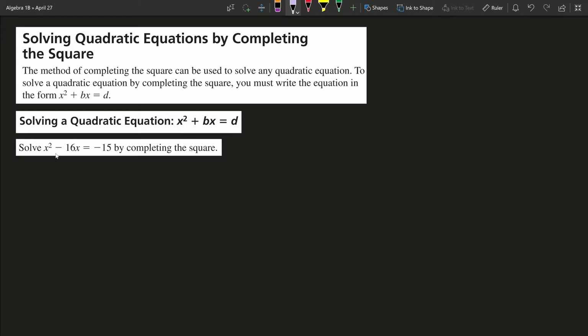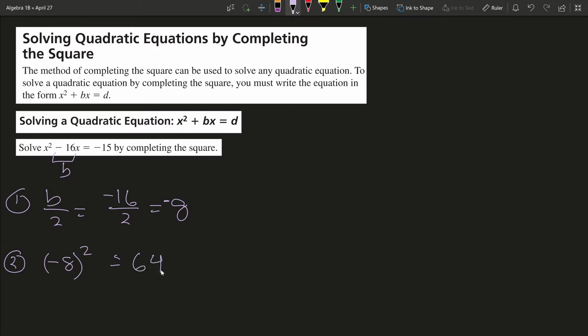First step, find out what b is. And our b is negative 16. So remember, we got to do b over 2. And our b is negative 16. So we have negative 16 divided by 2. Negative 16 divided by 2 is negative 8. Right? Our next step is to square it. Negative 8 to the power of 2, and that's going to equal 64.